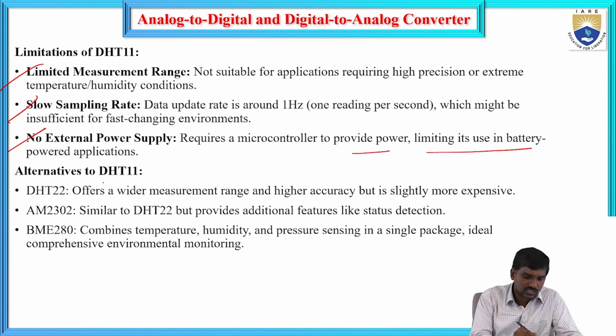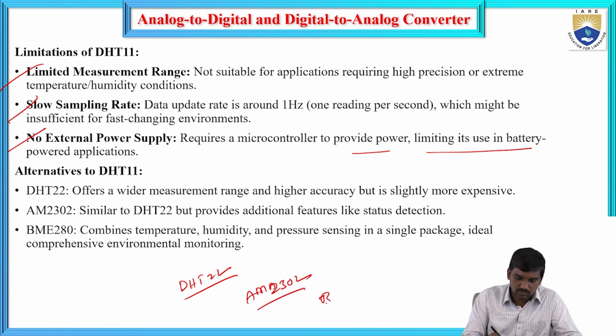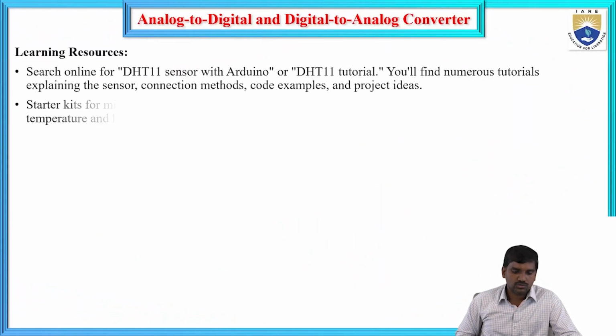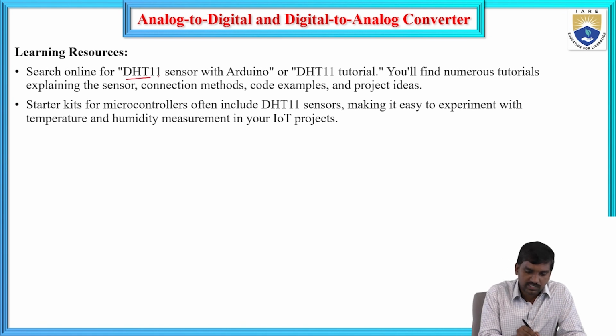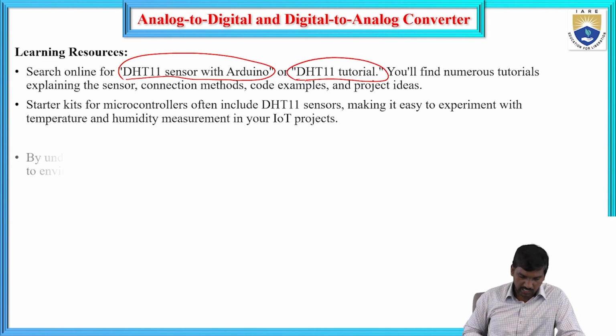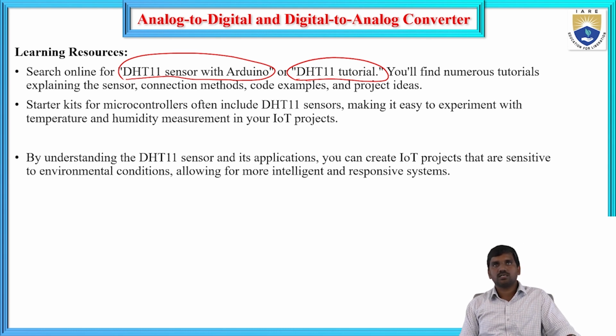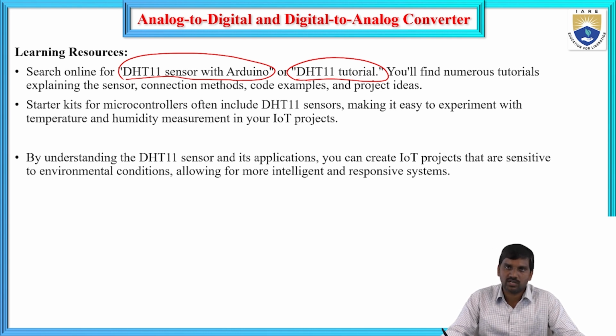Alternatives to DHT11 are DHT22, AM2302, and BME280. These are the three alternatives to DHT11. Learning resources: you can search for DHT11 sensor with Arduino or DHT11 tutorial. By understanding these two topics, we know a huge number of applications we can develop through sensors. So this is the hardware control part of IoT.